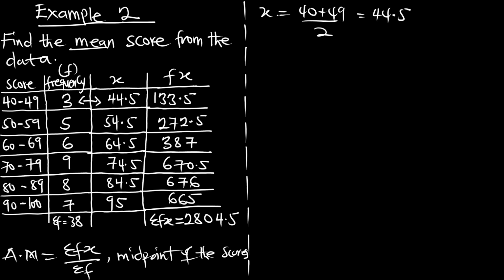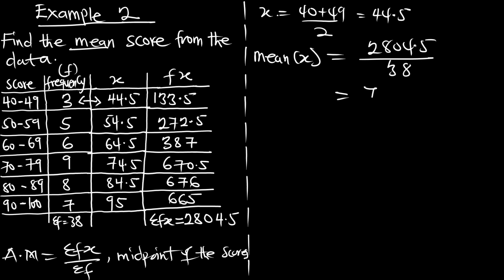Therefore, the mean score, or the arithmetic mean, which is the average, x bar from the formula, is going to be 2804.5 on 38, and this is going to give us a score of 73.8. So let's check from the table if this is true. So averagely we should have a score around 73.8. So when you check from the table, the highest number of people scored around 70 to 79. So it brings the location to the class of 70 to 79.